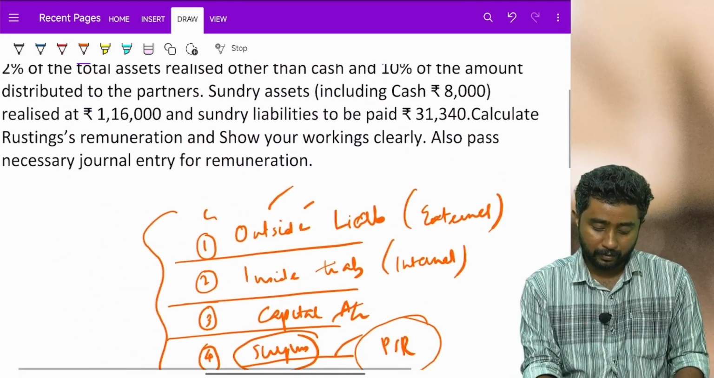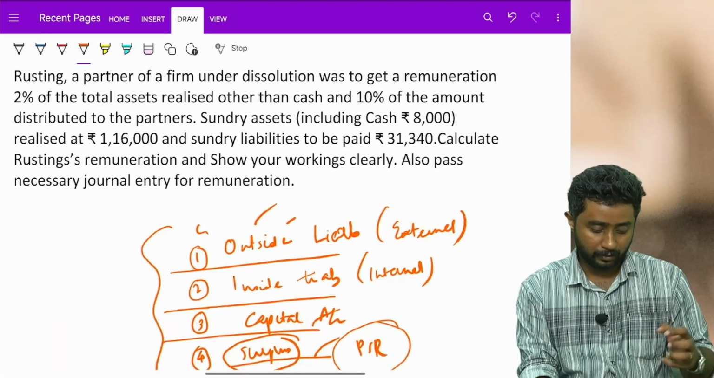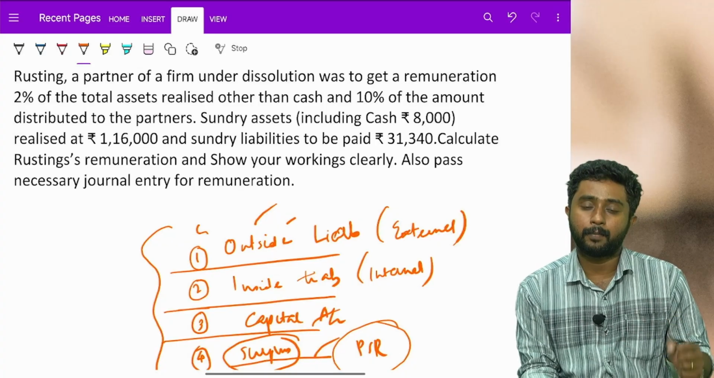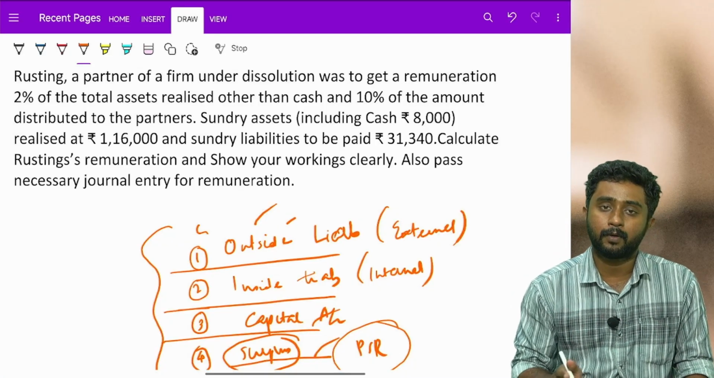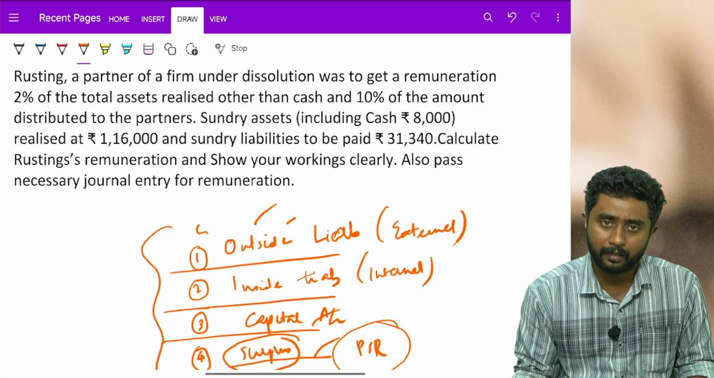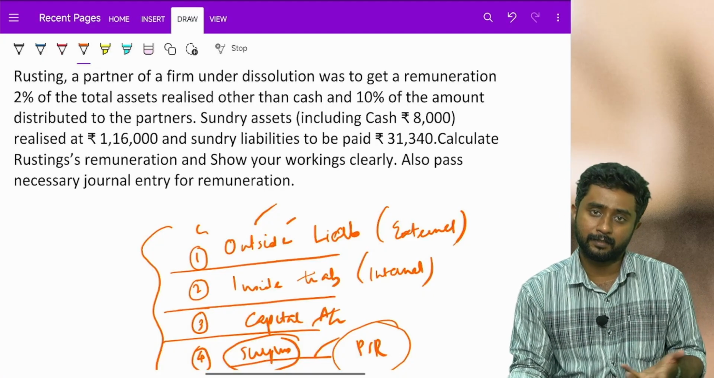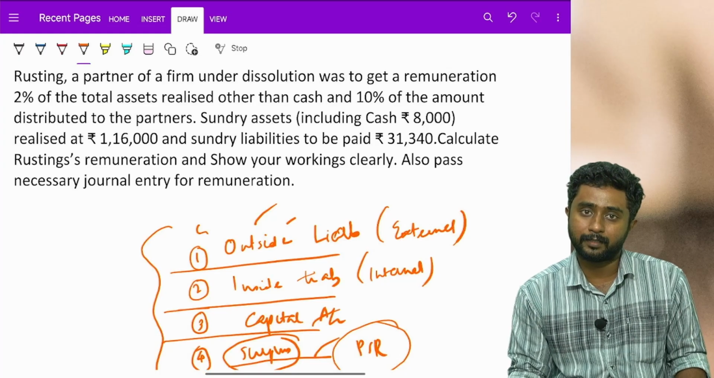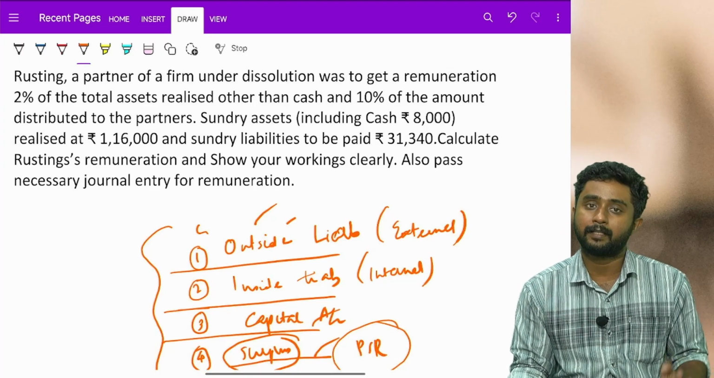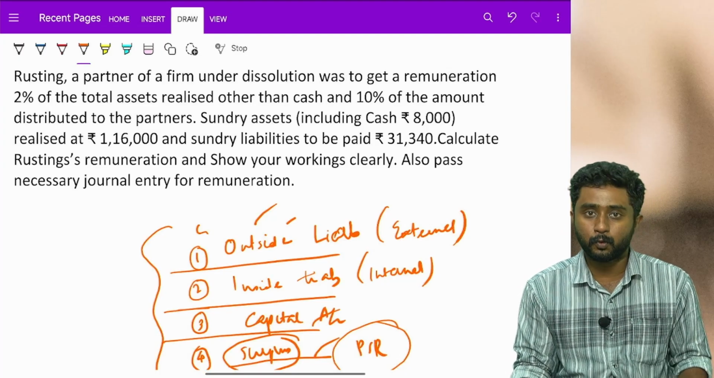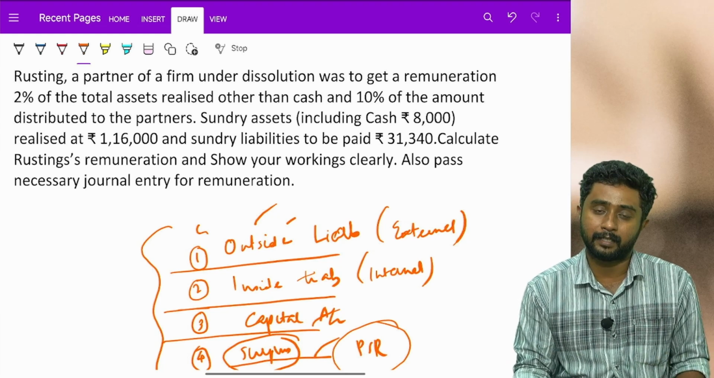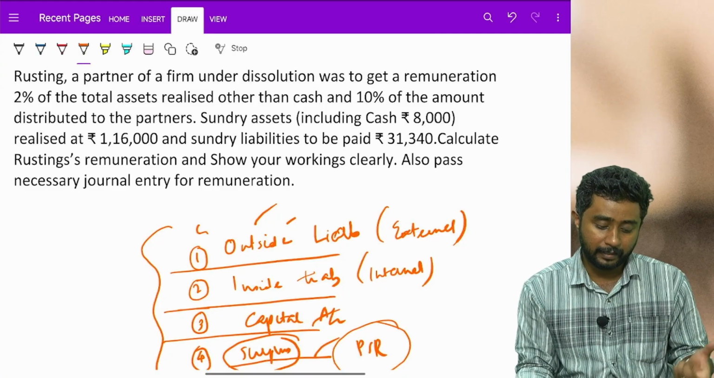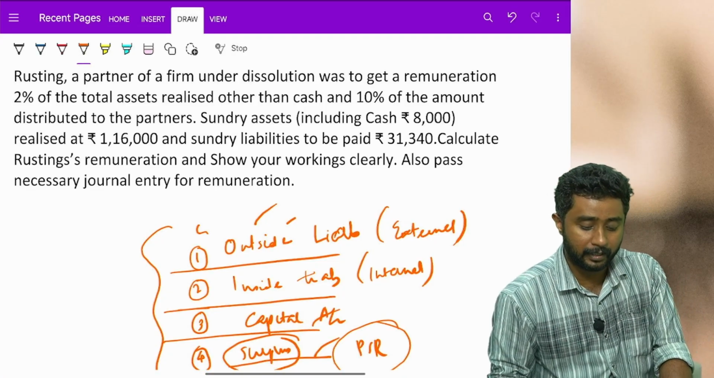Now coming back to the question, those who didn't get the question properly, listen again. That is how it is. That means a partner, first of all, remuneration means it is an amount that is paid to any partner who takes care of the dissolution process. Dissolution process means just taking care of the sale of assets and payment of liabilities. So here one partner is actually doing something. So for that we are supposed to pay remuneration of 2% of the total assets. So remuneration is not given directly, we have to calculate. So they are paying it in two parts. One part is actually 2% of the total assets realized other than cash.